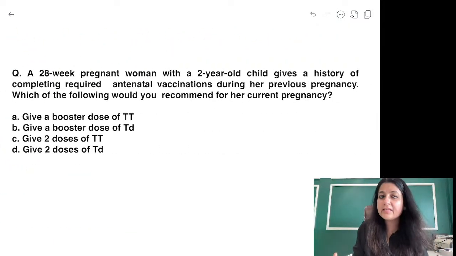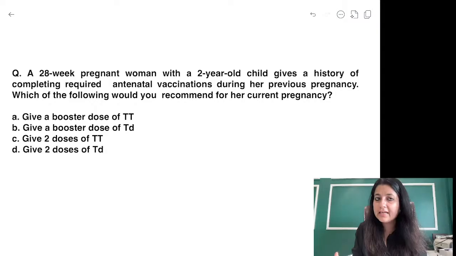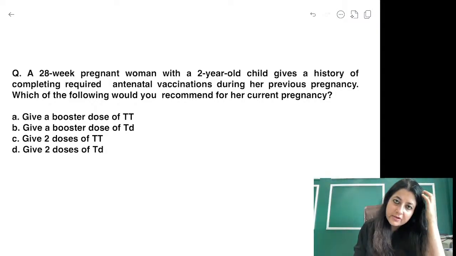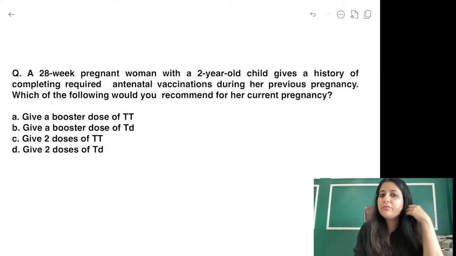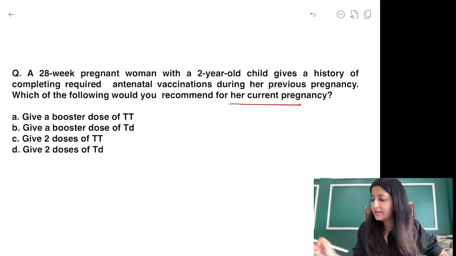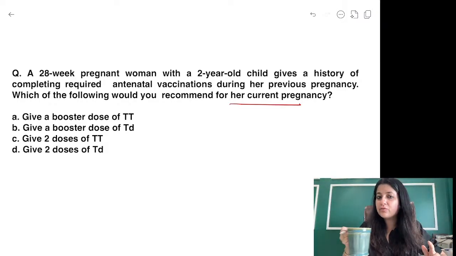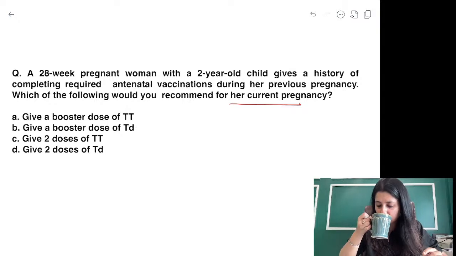A 28 weeks pregnant woman with a 2-year-old child gives a history of completing required antenatal vaccinations during a previous pregnancy. Which of the following would you recommend for a current pregnancy? Again, in pregnancy we should know the vaccination schedule.